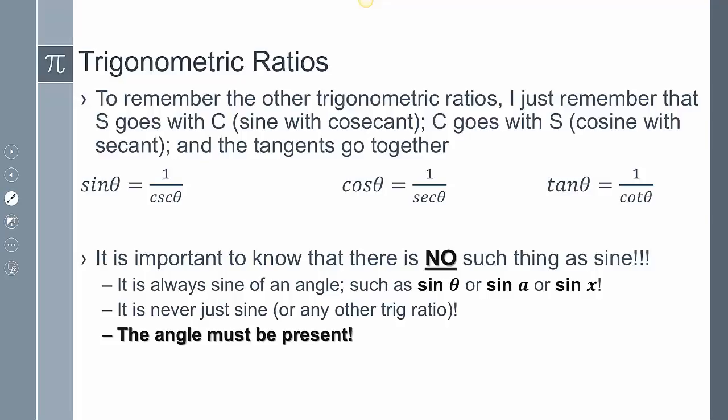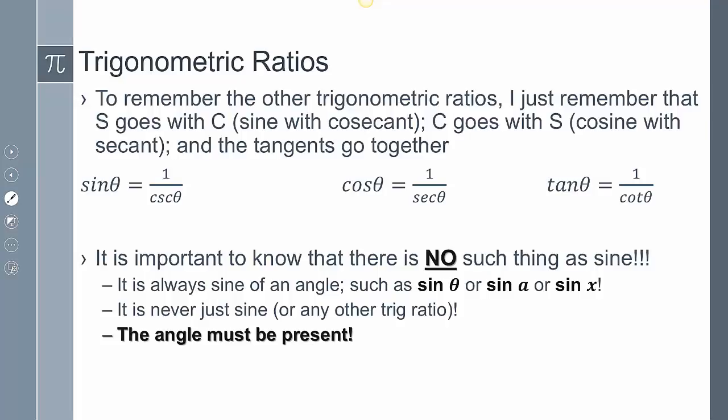Now how do we memorize the reciprocals? It helps to memorize this phrase: S goes with C, and C goes with S, and it works backwards too. So that's a way for us to memorize how sine and cosecant, and then cosine and secant are associated with each other. And then tangent and cotangent, those are always going to be associated. But that should be much easier for us to remember.